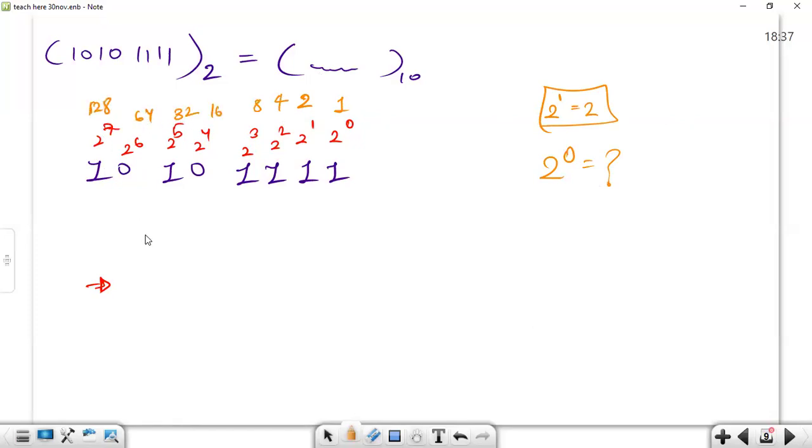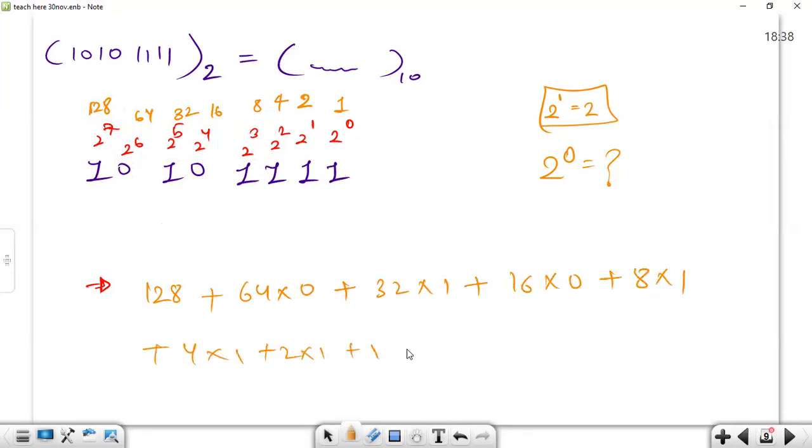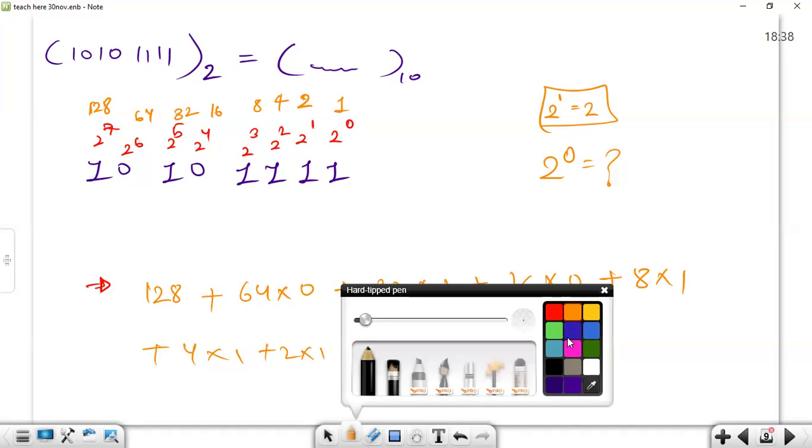This should be 128. So we are going to do nothing, just multiplication of this and this, respectively. We are going to multiply all of this, and after multiplying, we are going to sum it. So 128 into 1 becomes 128 only. 64 into 0 plus 32 into 1 plus 16 into 0 plus 8 into 1 and 4 into 1 plus 2 into 1 plus 1 into 1. Okay. So let's calculate. Help me calculate.